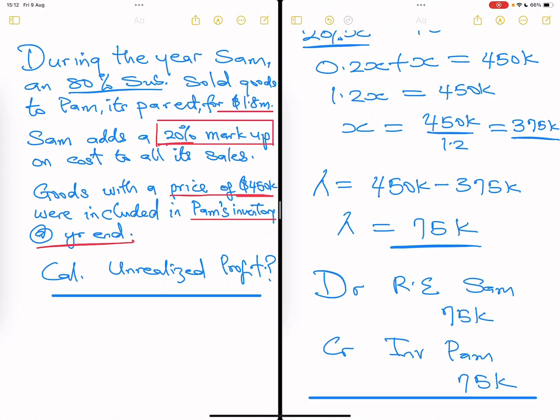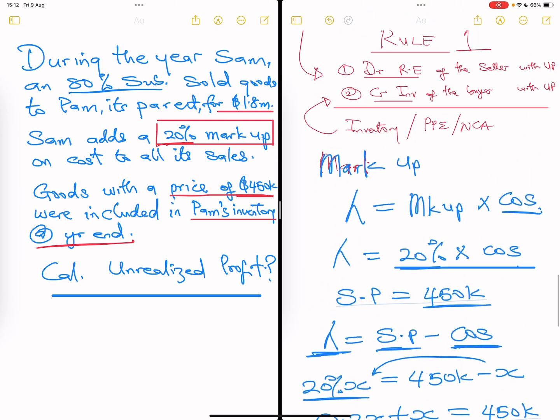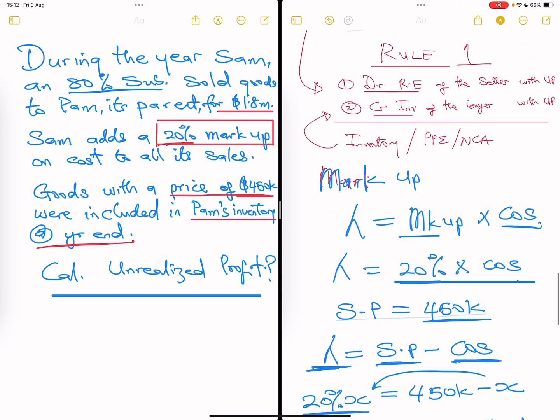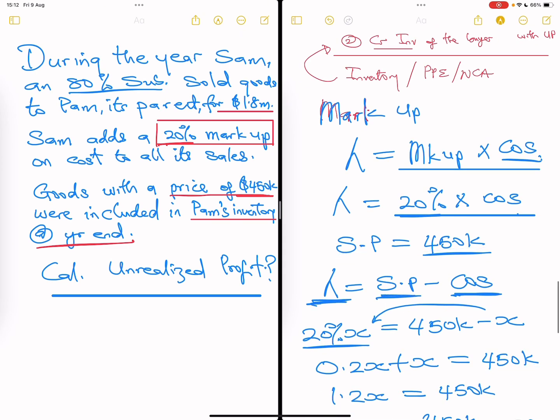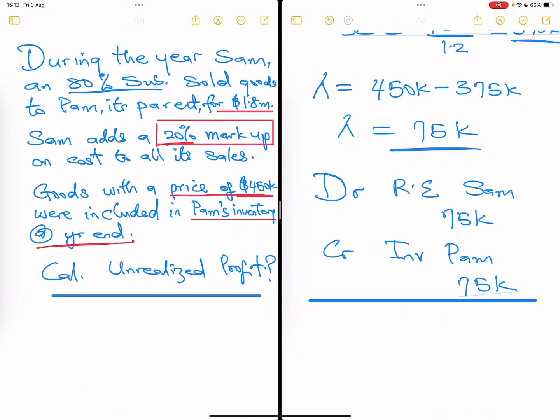So sometimes it might be a margin. Margin is usually more straightforward. But if it's markup, don't get rattled. Just break it down into simple mathematics steps. First of all, know that your markup times cost of sale is your profit. And if it is margin, it's margin times selling price. That is your profit. And you know that your profit is also selling price minus cost of sale. Once you know all of that, you'll be able to calculate your unrealized profit and adjust accordingly.